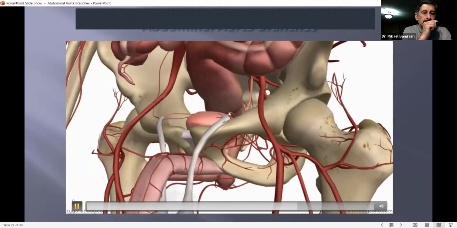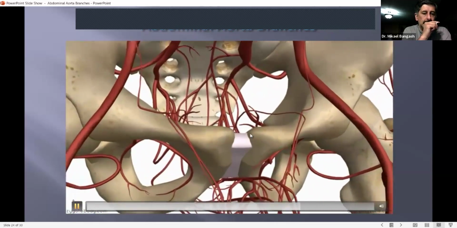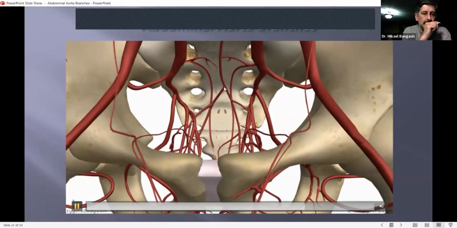So I've just brought back in this skeleton, and if I zoom in a little bit further, you can see this is the superior rectal artery, and you can see that it divides here, and this is the level of S3. So the body of S3 lies at the level where the superior rectal artery splits into its two divisions.